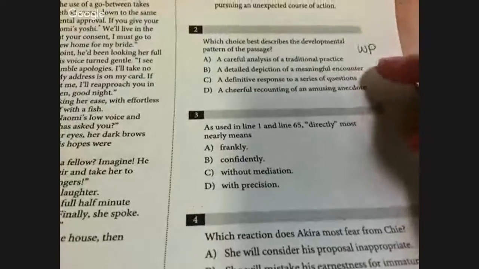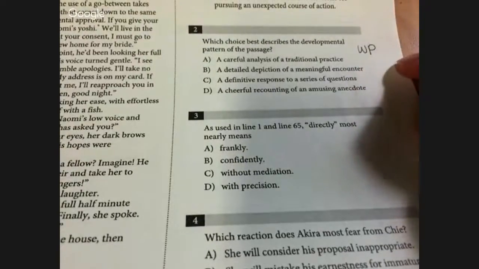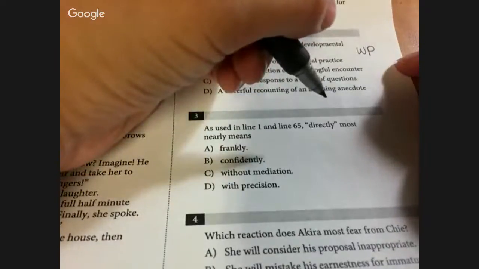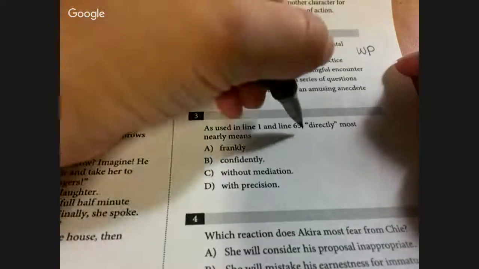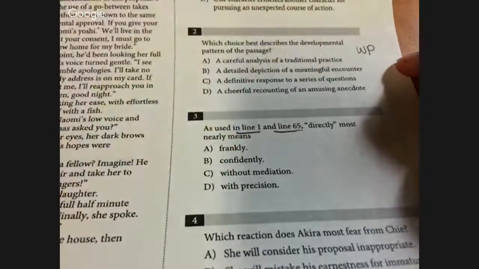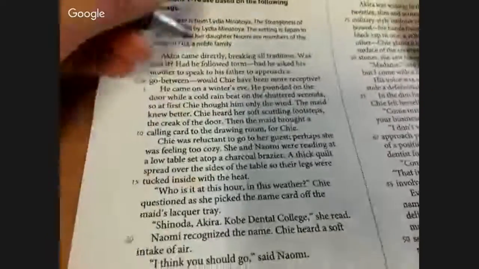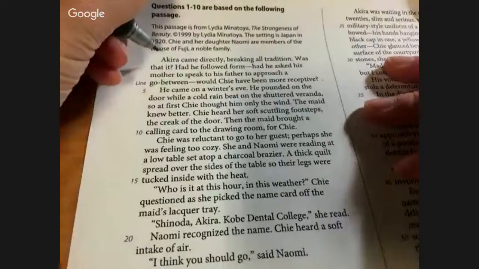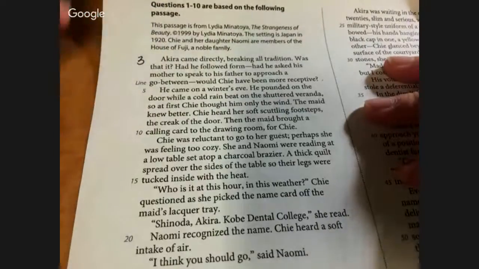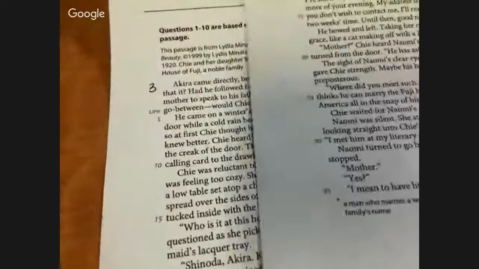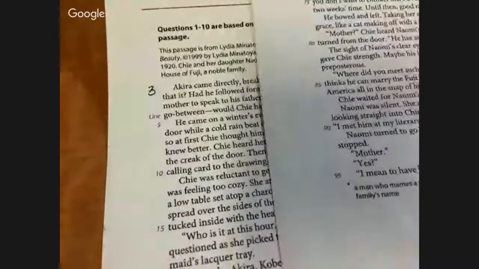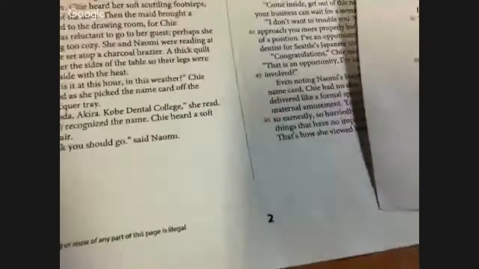As used in line 1 and line 65, directly most nearly means. Okay, here we go. It's going to be in line 1 and line 65. So what I'm going to do is go back into the passage and write 3. This is for question 3. And then it mentions line 65. I'm just going to write a 3 right here, just so whenever we come back, we can see what we're trying to see.